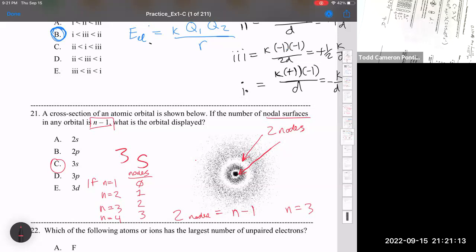And so what you can always do is set up this relationship here. Nodes is equal to n minus 1, and we add 1 to both sides. That's where we got that from.